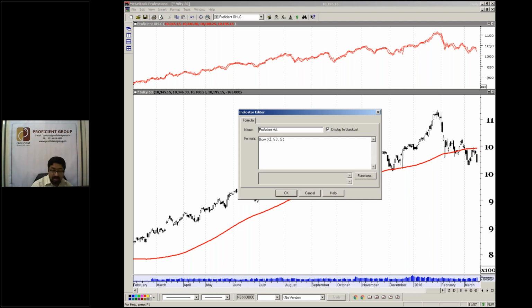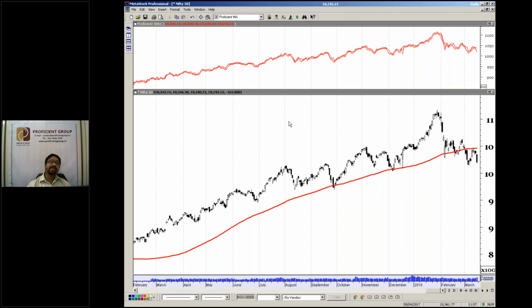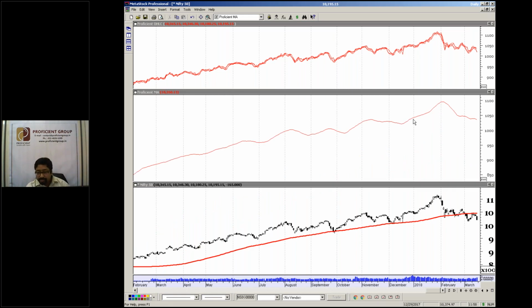But just to demonstrate, we are doing it as a simple parameter, and I'm constructing a 13-day simple moving average based on the closing price. Okay. Now I'm closing it, and you see whenever I am creating a new indicator, it is being shown in the top window. You can see here the proficient moving average that I have created just now. So let me plot it. I'm dragging it here and plotting it on a new chart. So you can see this is a 13-day moving average that I plotted.